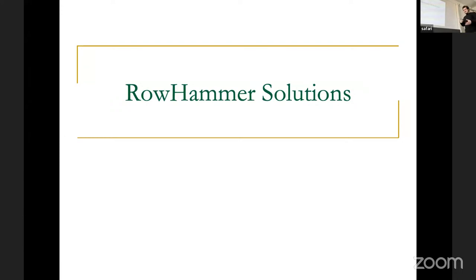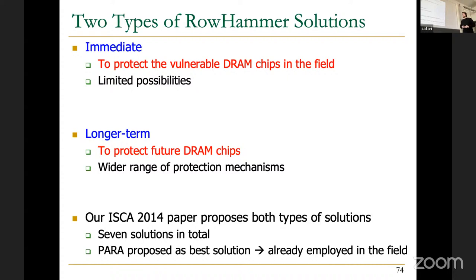The paper first published on this topic from our group, in 2014, also proposed some RowHammer solutions. They categorize these solutions into two classes: immediate solutions and longer-term solutions. Immediate solutions could be implemented almost immediately. You could protect RowHammer-vulnerable DRAM chips in the field with these solutions. Longer-term solutions are there to protect future DRAM chips, and they are better solutions in terms of performance and energy overhead than immediate solutions.